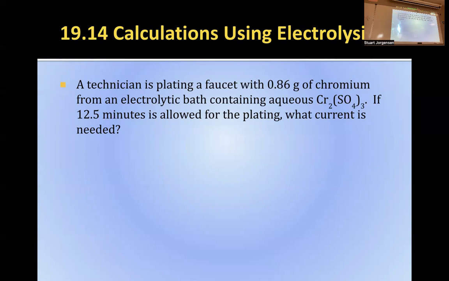Reverse, reverse. Well, not really, I guess. We're still given grams, right? We got 0.86 grams of chromium. What's going around? We got Cr3+ and SO4 2-.